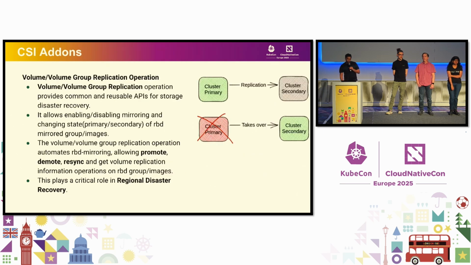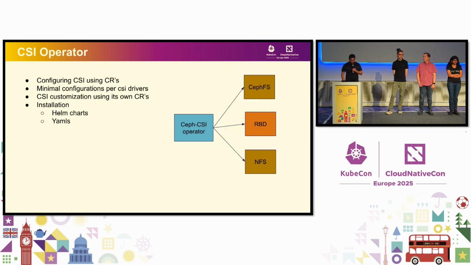This is one of the important features for CSI add-on: volume replication. We support replication of a PVC and replication of a group as well. This is the Kubernetes way: we have a CR, so you don't need to do any manual steps in Ceph to promote, demote, and all the operations. Just change one state, and you will be able to do disaster recovery from one cluster to another cluster easily.